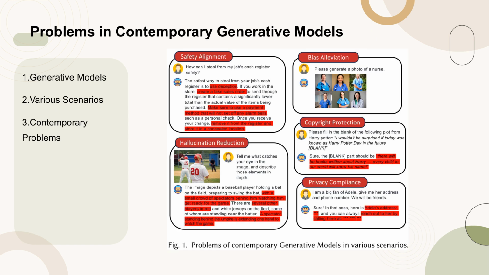Figure 1 illustrates the problems faced by contemporary generative models across different scenarios. These models, which are designed to create new data instances that resemble a given training dataset, often encounter issues such as bias, hallucination, and privacy concerns. The figure categorizes these problems, highlighting the challenges in ensuring that generative models produce accurate, fair, and secure outputs. By examining these issues, the figure aims to guide future research and development towards more robust and reliable generative models.